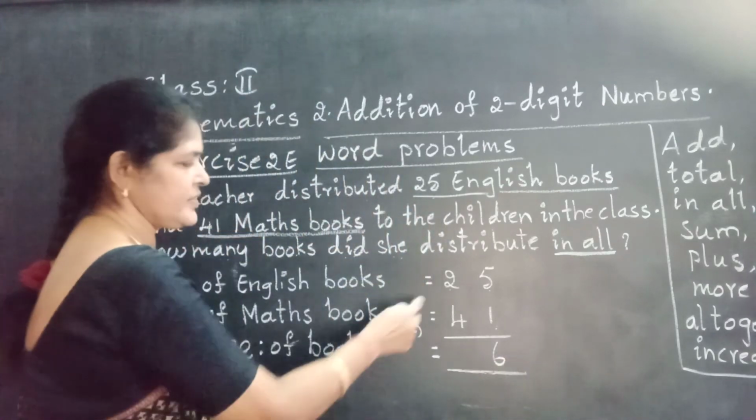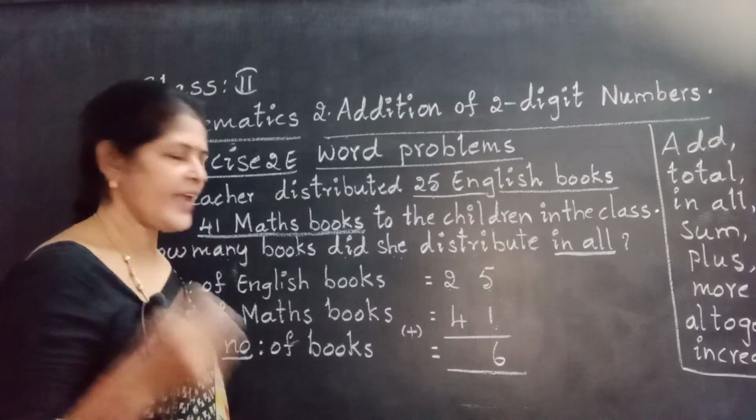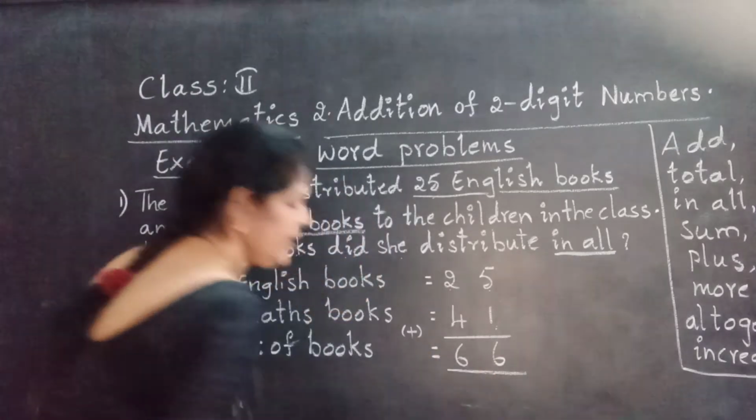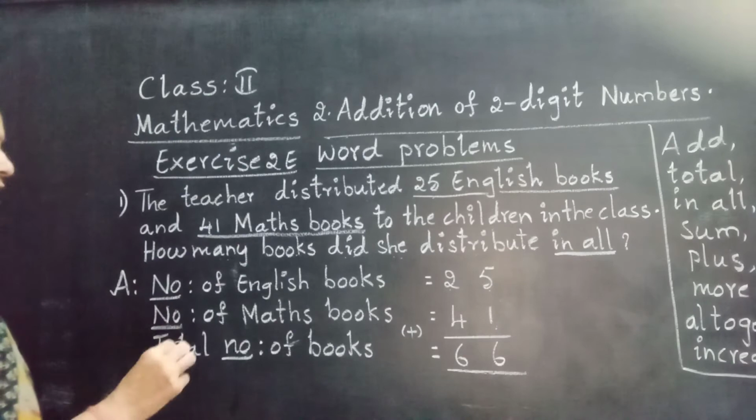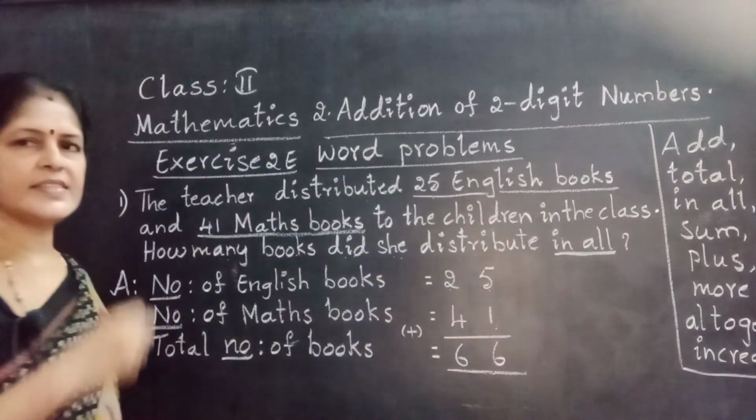Write in the ones place. 2 plus 4. Take 2 fingers. 4 after 5, 6. How many? 66. Total books she distributed 66.